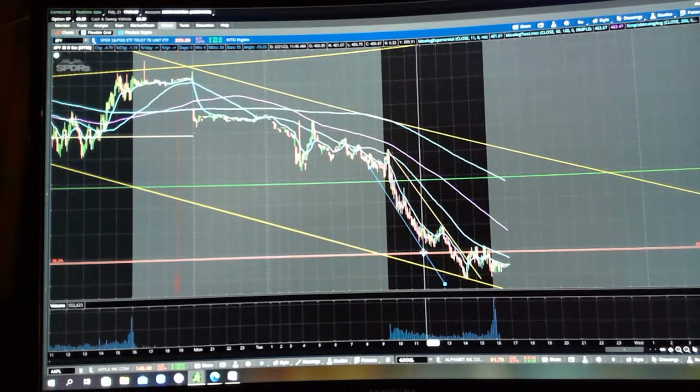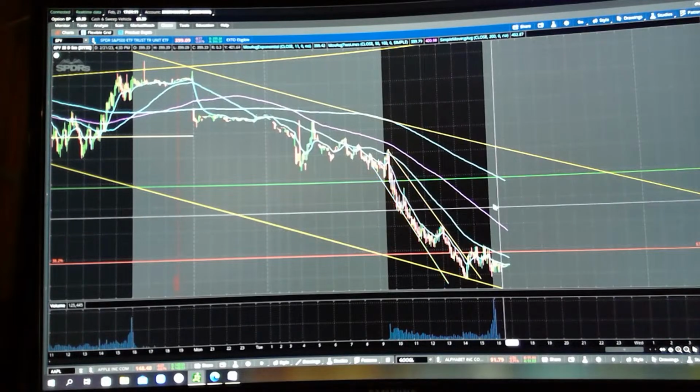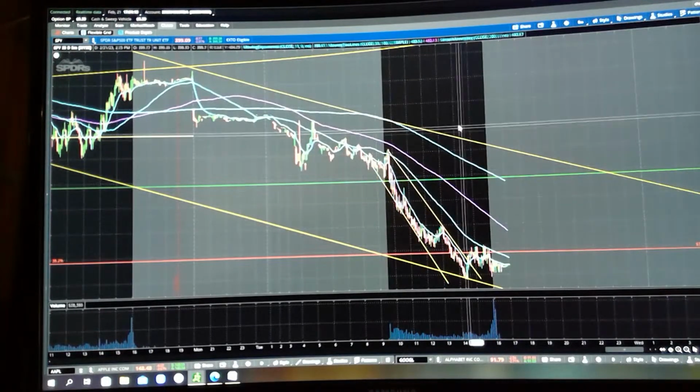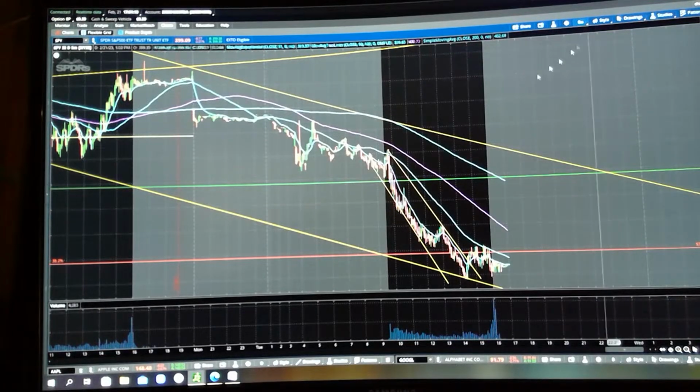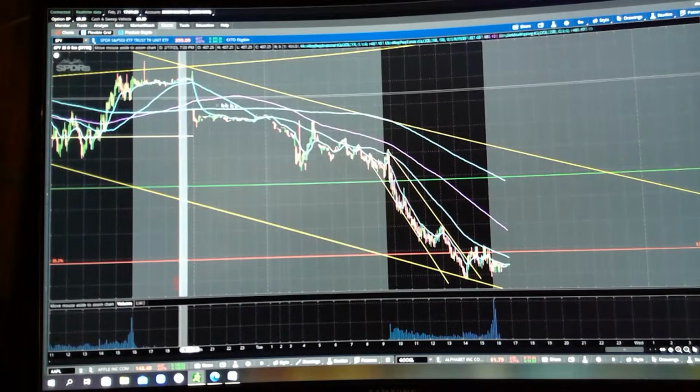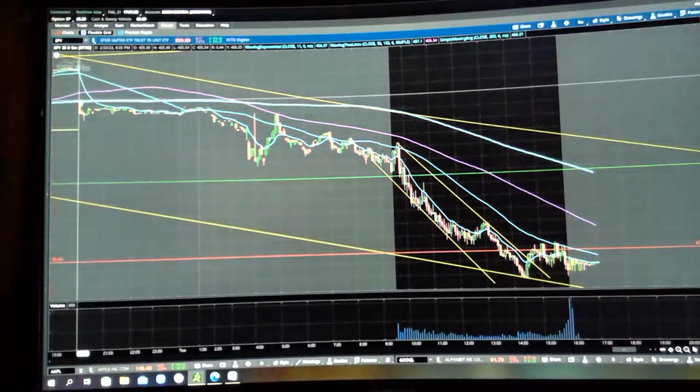So I really didn't draw this. There was a lot of garbage, but the moving average kind of showed you the direction of the day. So I'll show you exactly what I saw.